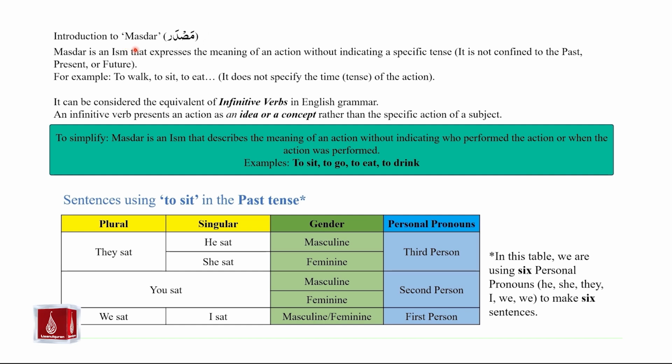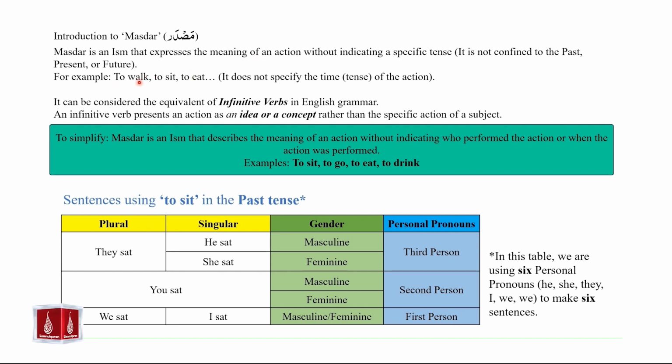We next introduced the concept of masdar in Arabic grammar. We studied that masdar is an ism, and it expresses the meaning of an action without indicating a specific tense. So, a masdar is not confined to the past, present, or future. Examples of masdar are to walk, to sit, to eat, etc. It does not specify the time or tense of the action. It just expresses the meaning of the action.